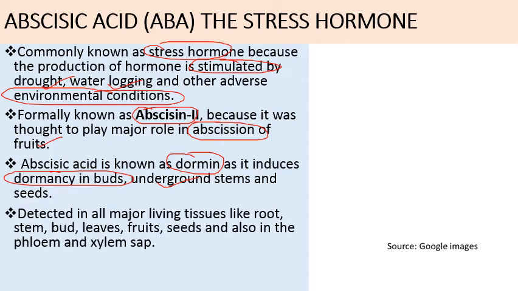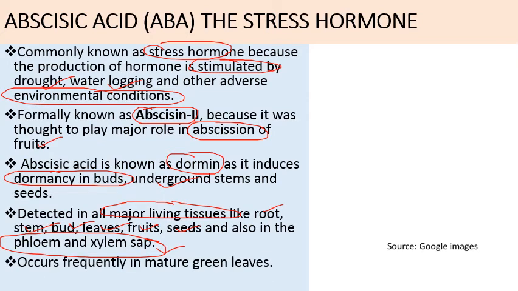And it is detected in all the major living tissues of plants like root, stem, bud, leaves, fruits, seeds, and also in the phloem and xylem sap. So it is reported in all the plant parts. It occurs frequently in the mature green leaves, where it is present in very high amounts. And when it reaches its maximum concentration, the leaf will shed due to abscission.